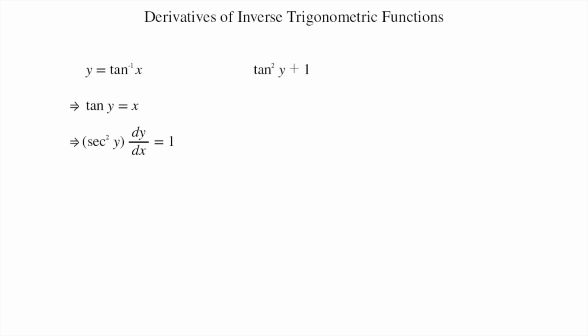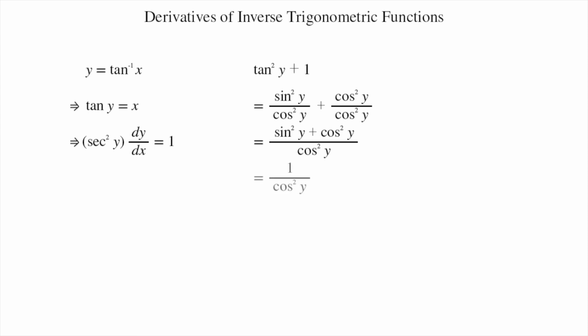Now, we'll make use of the following result. Tan squared y plus 1 is equal to sine squared y over cos squared y plus cos squared y over cos squared y, which is equal to sine squared y plus cos squared y all over cos squared y, which is equal to 1 over cos squared y, which is just sec squared y. So sec squared y is equal to tan squared y plus 1.